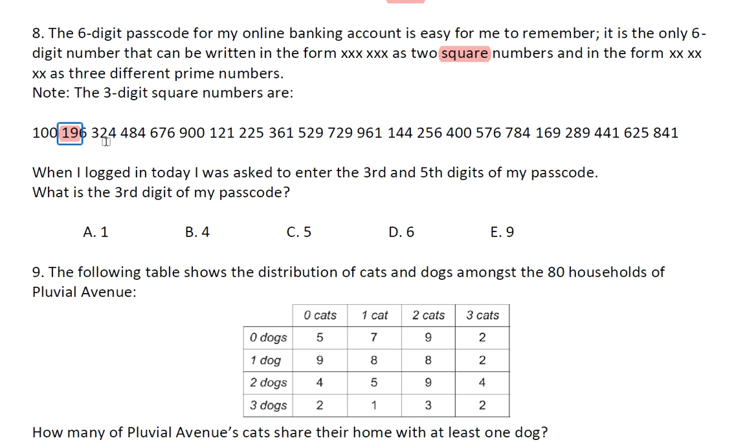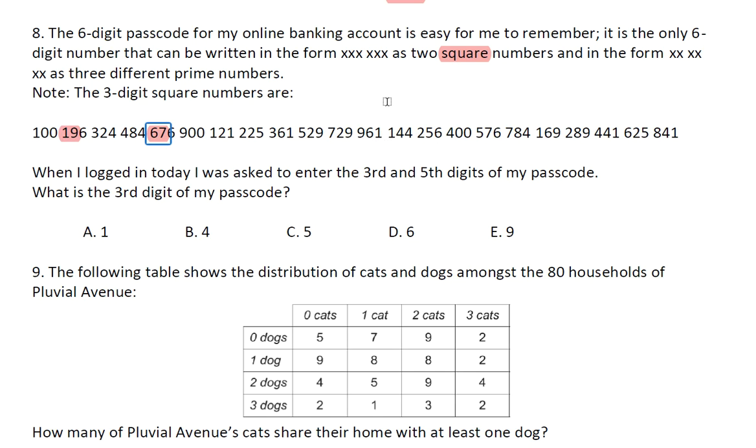1, 9. Are there any others? Let's say 67 could be a possibility. 67. Any other ones? Because we need 3 of them, in fact. 57 is 19 times 3, so it can't be that. They look to be the only 2, all right?